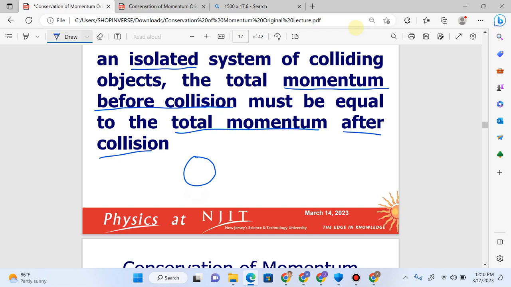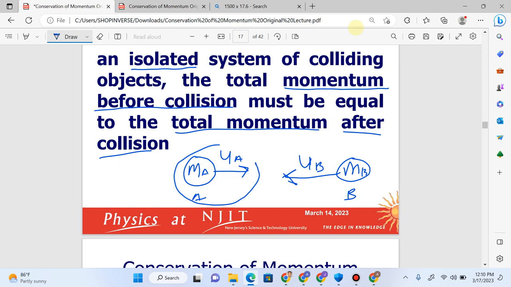two objects, let's call this our object A, and let's call this our object B. Object A has a mass MA and is traveling with an initial speed of UA. Also, object B has a mass MB and is traveling with an initial speed of UB. In this case, what's the total momentum before collision? There will be the momentum of A before collision, plus the momentum of B before collision.